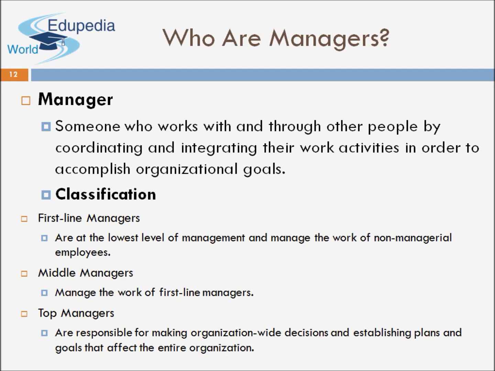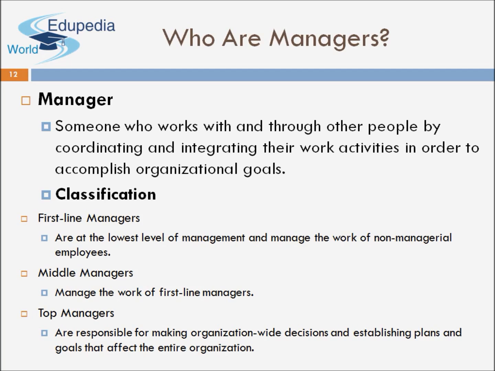After the top level managers come the middle managers. These managers manage the work of the first line managers, and they are responsible for converting the strategy into an action plan. That means the strategy which is formulated by the top level managers is converted into an action plan by the middle managers, and this action plan is then communicated to the first line managers who implement it. So middle managers play a very crucial role in formulating the action plan based upon the strategy which has been made by the top level management.